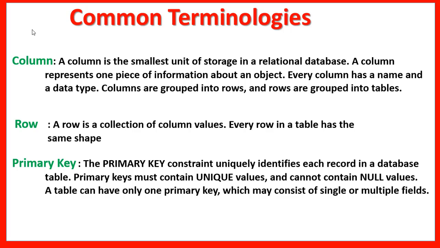Now, what is a primary key? The primary key constraint uniquely identifies each record in a database table. A primary key must contain unique values and cannot contain null values. A table can have only one primary key.